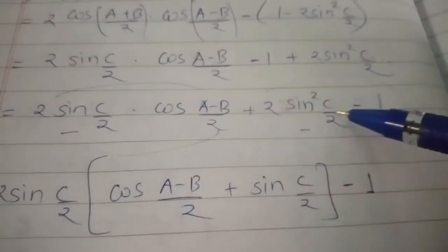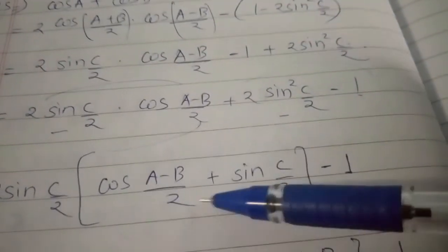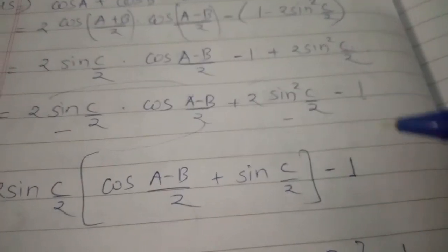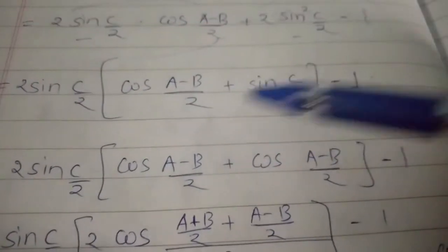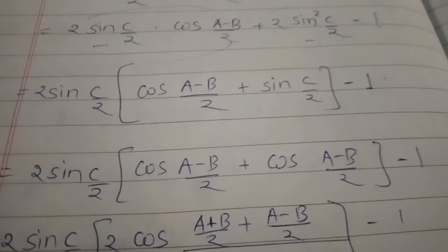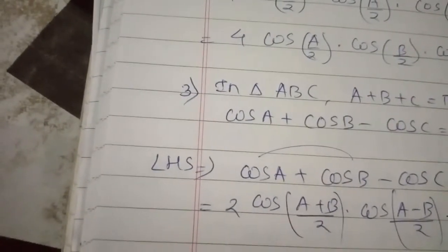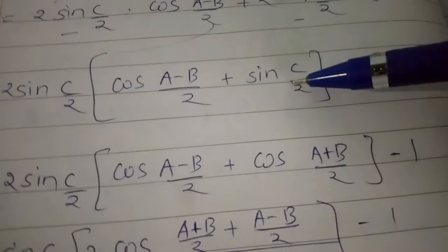From both groups we can take common 2 sin C by 2. So in the bracket we will get cos (A minus B upon 2) plus sin C upon 2, and this minus 1 is as it is. Again we are going to apply the formula for this one. So 2 sin C by 2, cos (A minus B upon 2) as it is, and again the value of sin C by 2. See, sin C by 2 is nothing but cos (A plus B upon 2), minus 1 as it is.